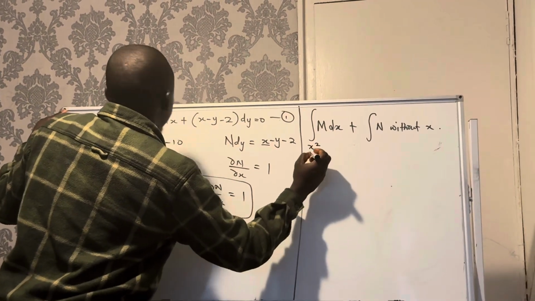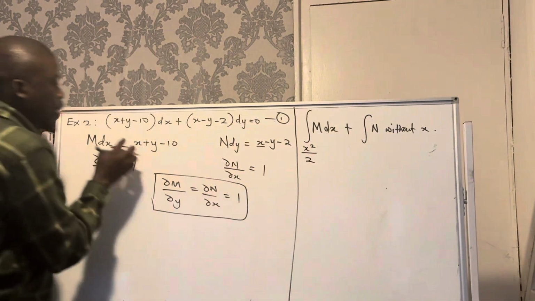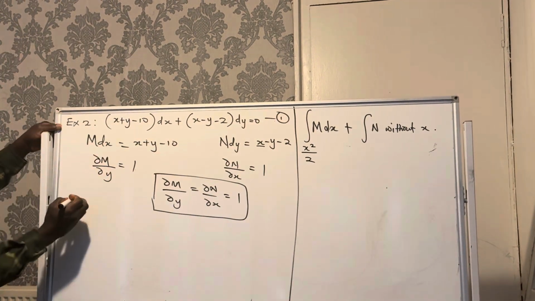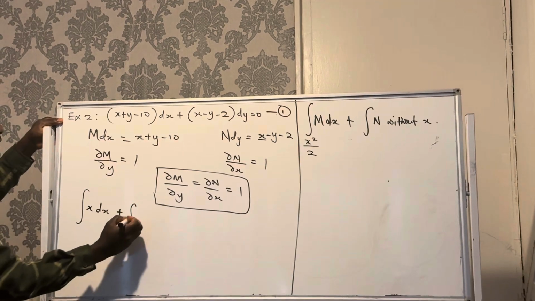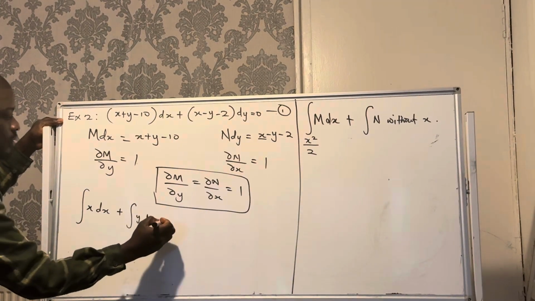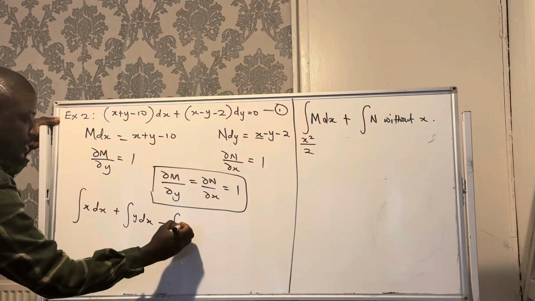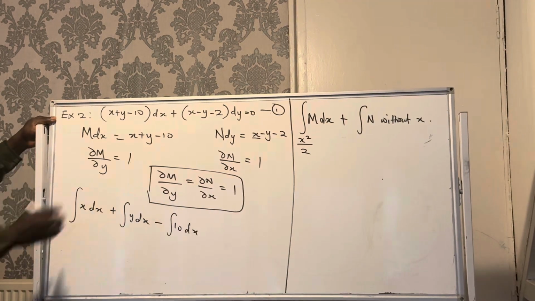S squared all over 2. So I try to integrate this. And if you look at it, integrate s ds plus integrate y ds minus integrate 10 ds. That's the meaning of this.